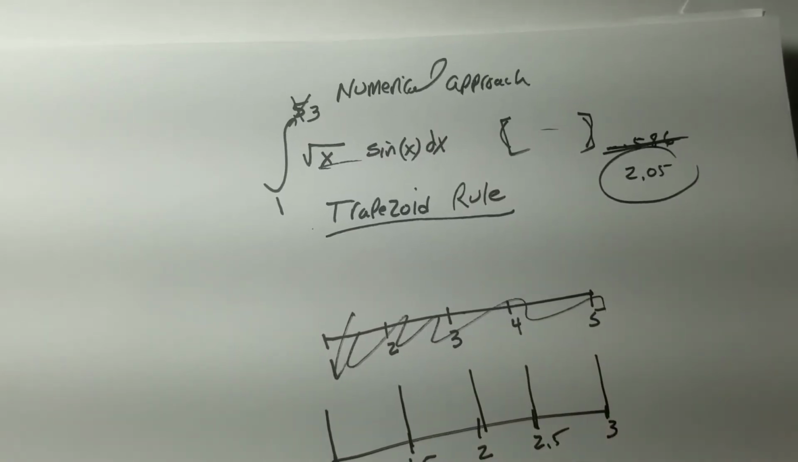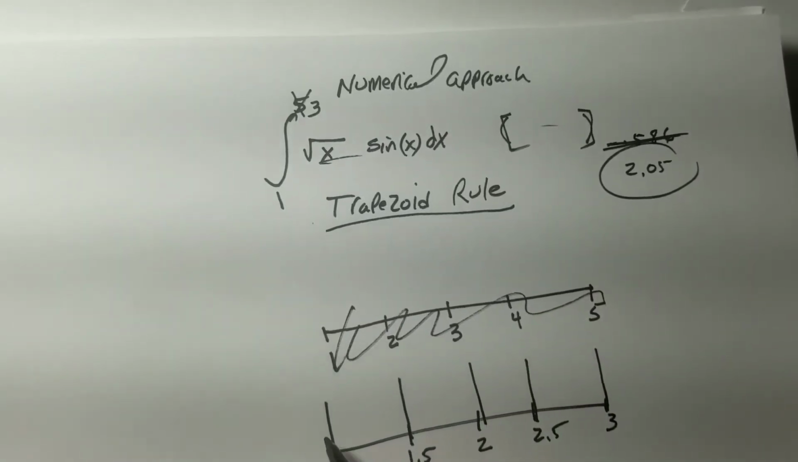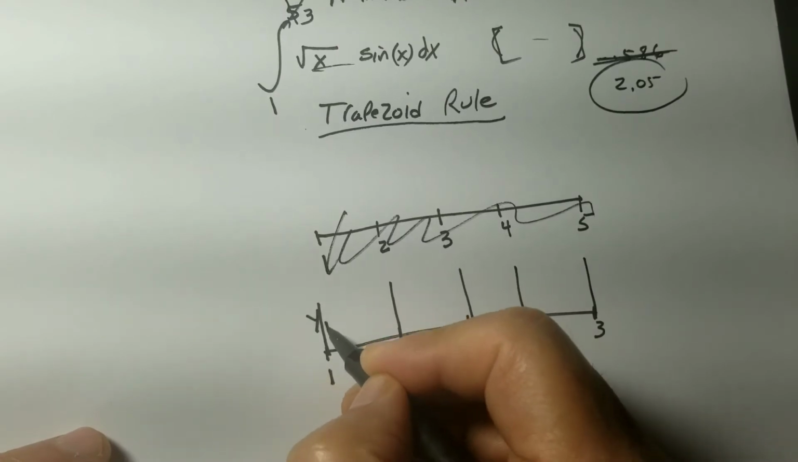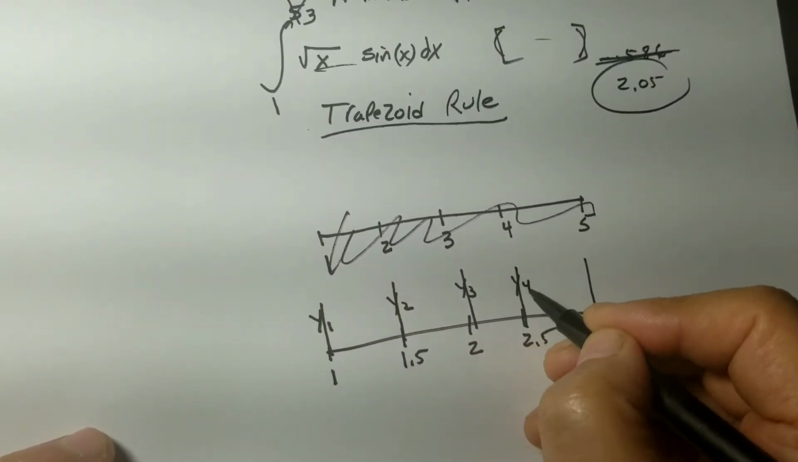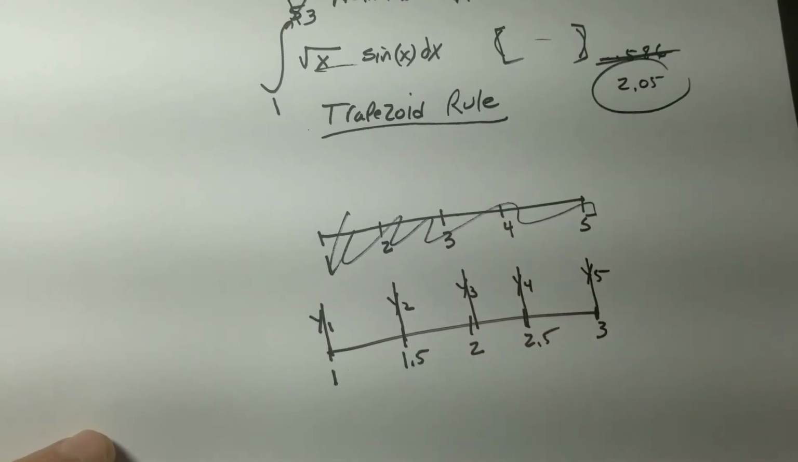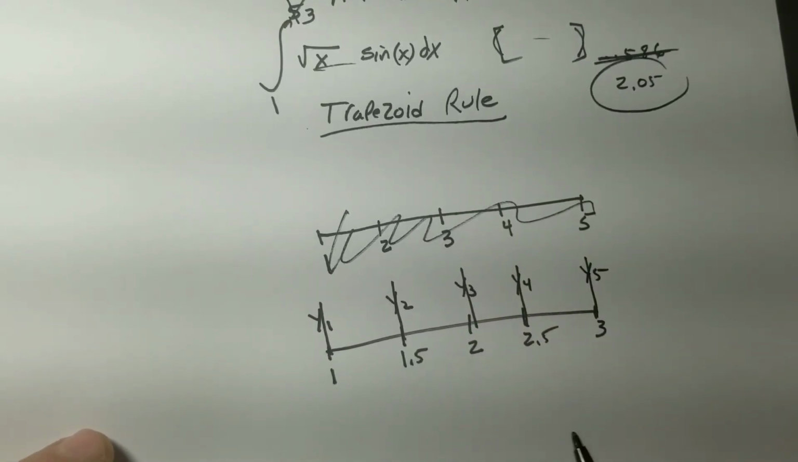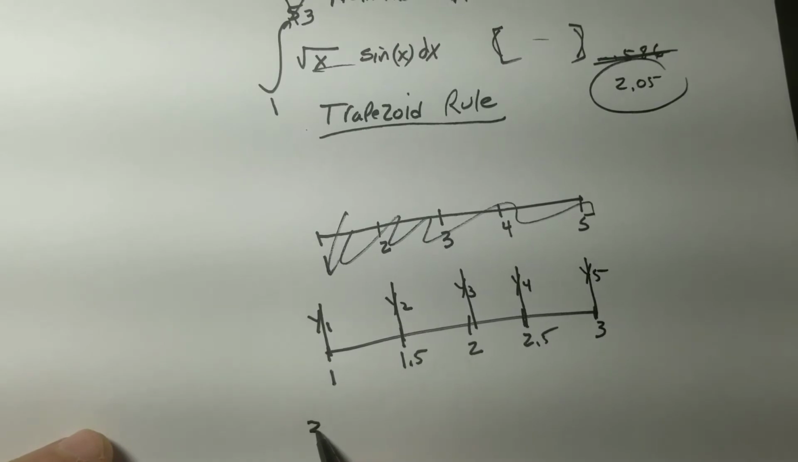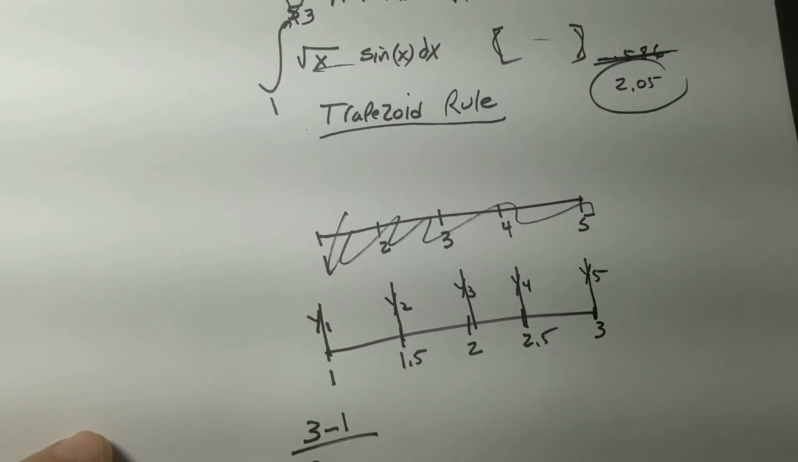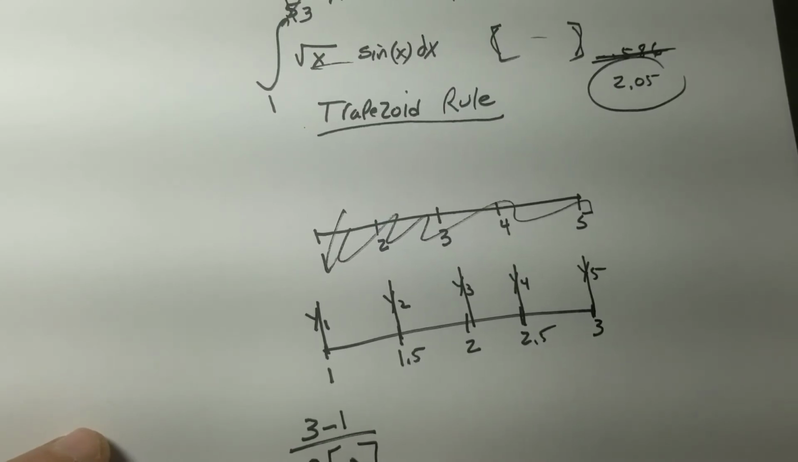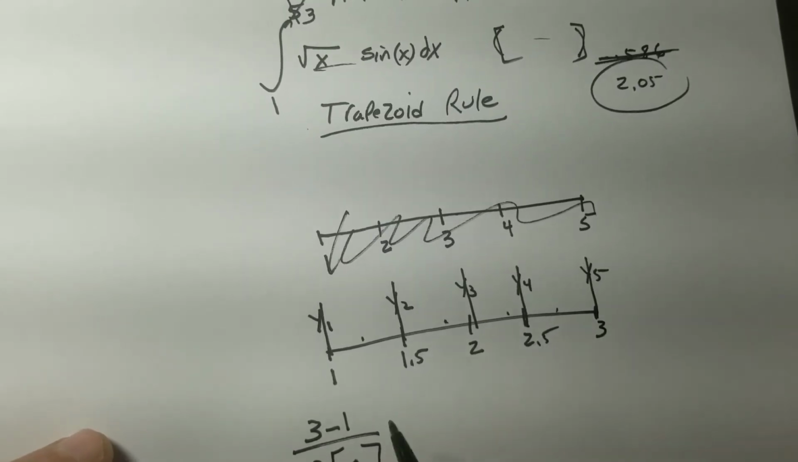And here, you can call this one Y0 or Y1, Y2, Y3, Y4, Y5. What is the upper limit? 3. What is the lower limit? 1. Divided by 2, because you have to average the bases, times B minus A over N. How many trapezoids do you have? 4.